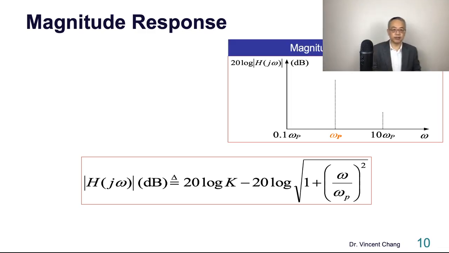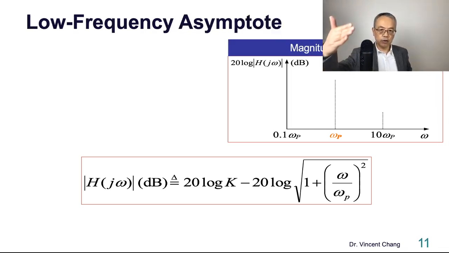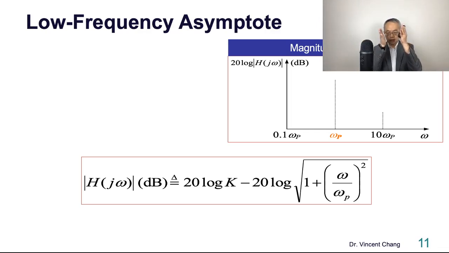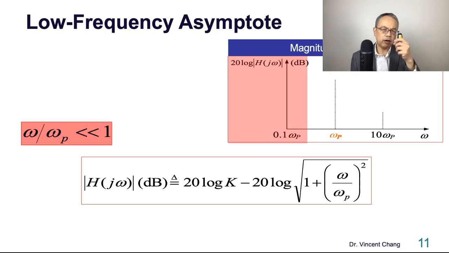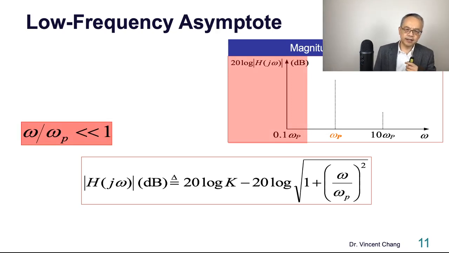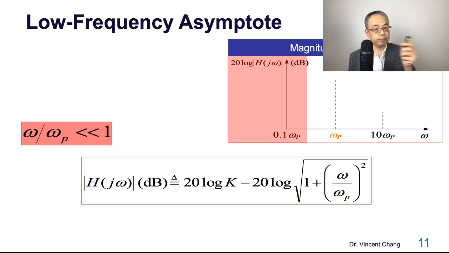And then what? Low frequency. Let's focus our attention on the low frequency part on the left-hand side. How do we define the low frequency? Let's say omega is much less than omega p. What do we mean by much less than omega p? Let's say 10 times. So omega at 0.1 omega p, on the left-hand side, when the frequency is much lower, is the low frequency part.